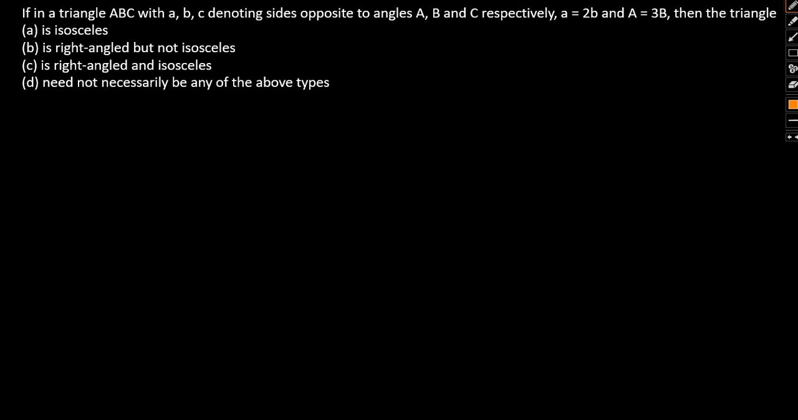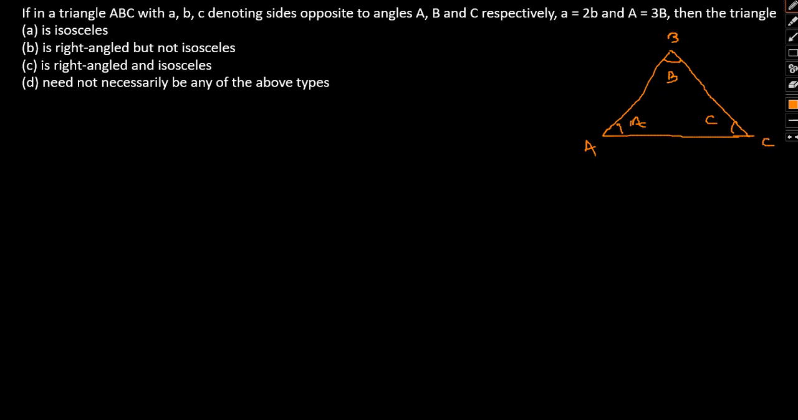If in a triangle ABC, with a, b and c denoting the sides opposite to angle A, angle B and angle C respectively, A is equal to twice B and A is equal to thrice B, then the triangle is... Okay, so let's take a look. Let me draw a triangle. Say this is angle A, this is angle B, this is angle C.